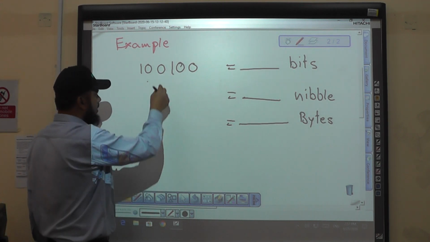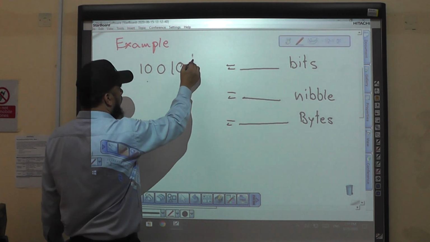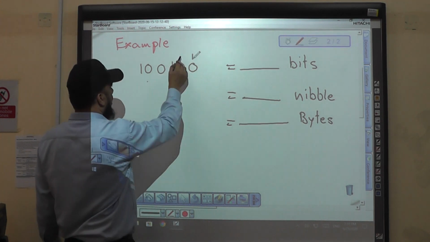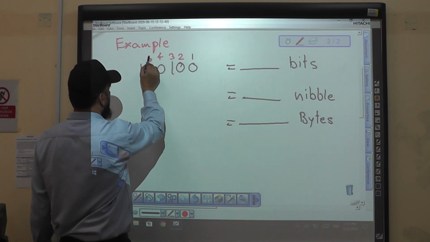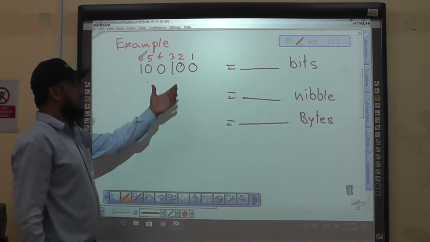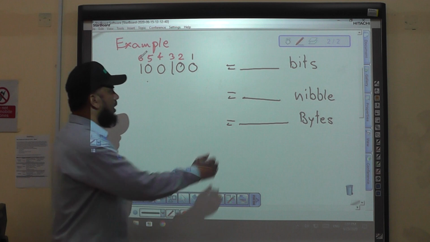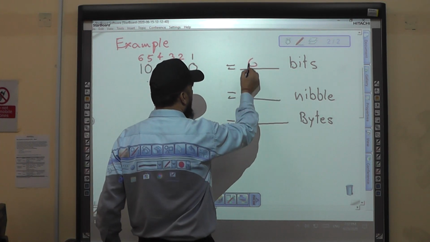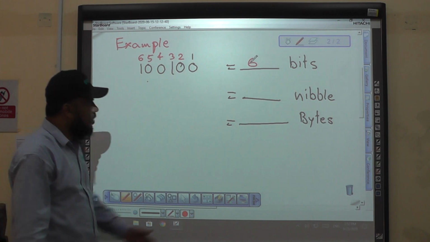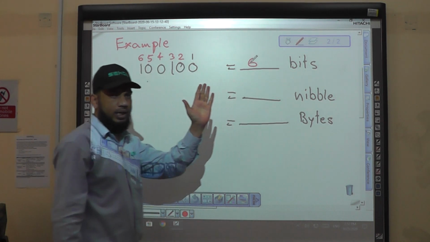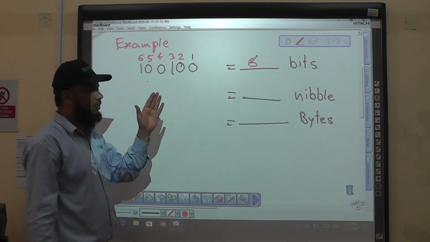For example, this is the given number. So we will write here, this is the 1 digit, 2 digit, 3 digit, 4 digit, 5 digit and 6. So we can say it is a 6 bit number, and we write 6 bits here. Now what about the nibble? I told you about that one. The nibble is a group of 4 bits, 4 digits.